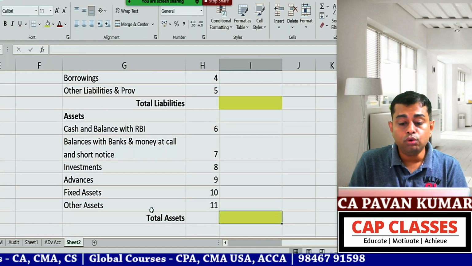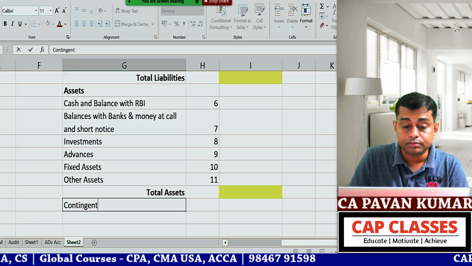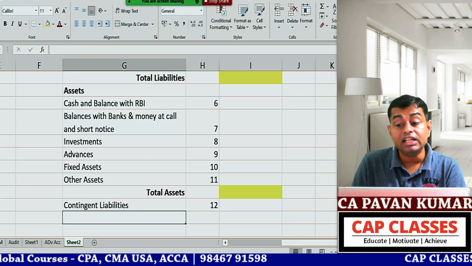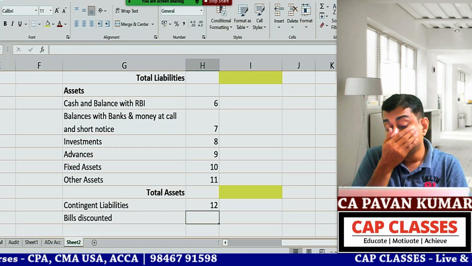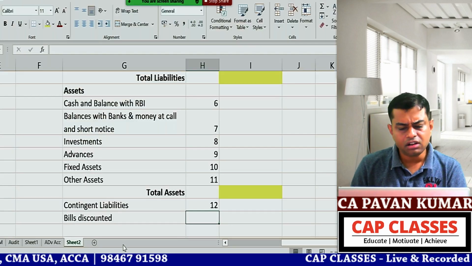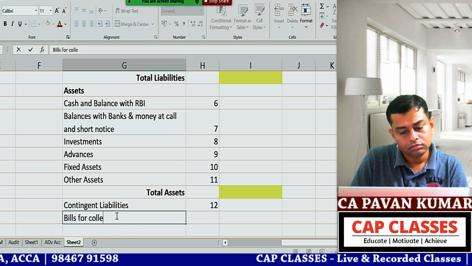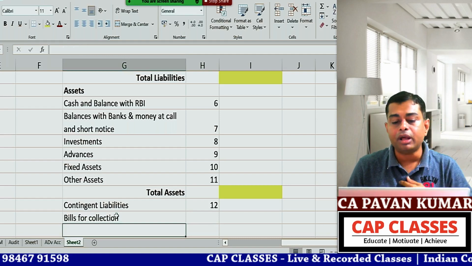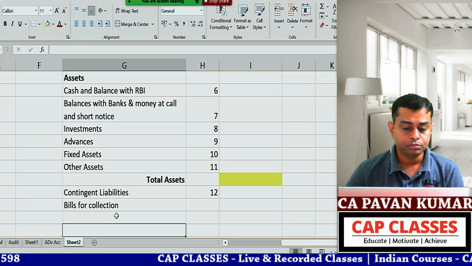That's all. Now we'll disclose contingent liabilities here. Contingent liabilities is 12. After contingent liabilities, one more line will be there. What is that? Bills for collection. That's all. So with this, the balance sheet is over. Immediately we'll prepare the P&L, but I don't think they asked for the P&L in this question. No, this is only a balance sheet problem.